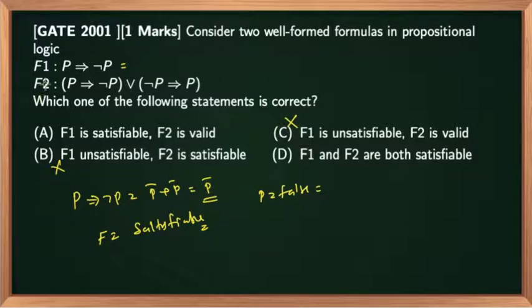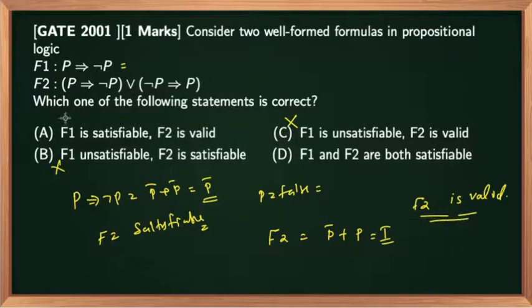Now let's see the choice in F2. F2 says not P implies P. So we know that that's equal to P bar plus not P implies P. So that will be equal to P. So P bar plus P is true. So F2 is valid, right? So the answer should be A.